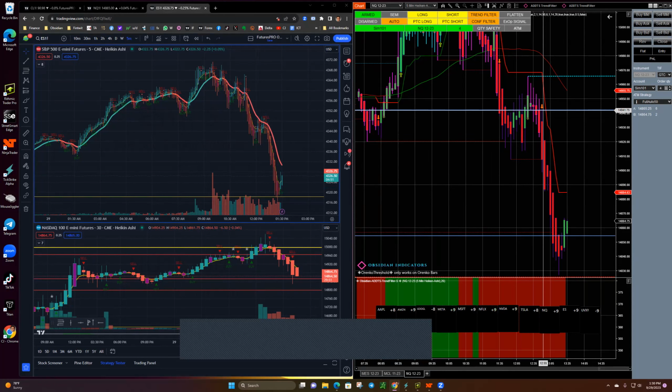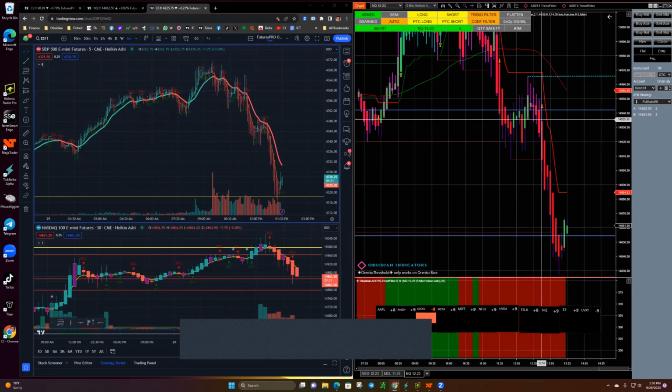Because at this juncture, you have the trend filter on, which is bearish. You have the confirmation based on the previous candles. And it's basically a short signal. The down arrow is a short signal.